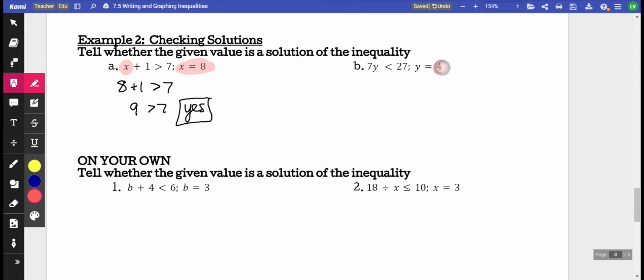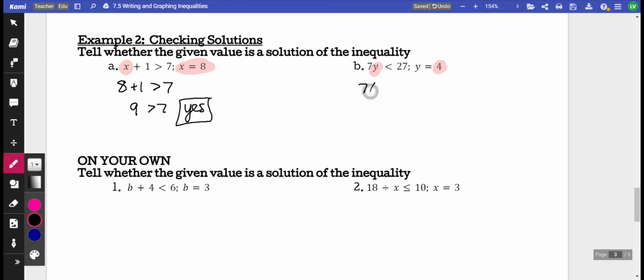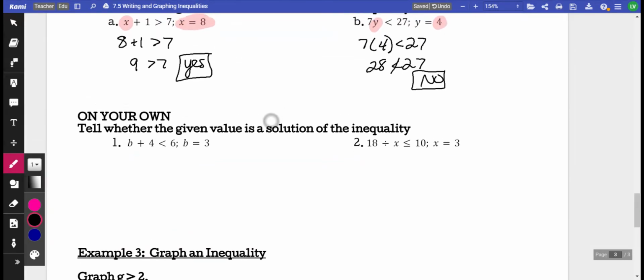For letter B, 7y is less than 27. Y equals 4. So I'm going to take this 4 and put it into my y. 7 times 4 is less than 27. 7 times 4 is 28. Is 28 less than 27? No. So try these two on your own, then check.